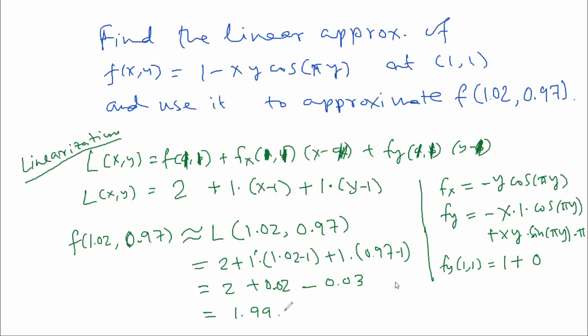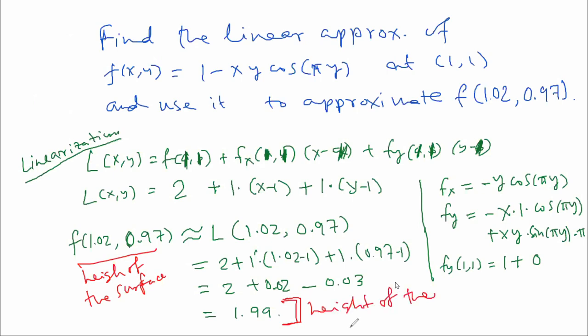At 1, 1, the height of the surface is 2. At 1.02 or 0.97, if you change a little bit, the height also changes. The height of the surface changes. But what we found, remember, is not the height of the surface, it is approximated by the height of the tangent plane. Any questions?